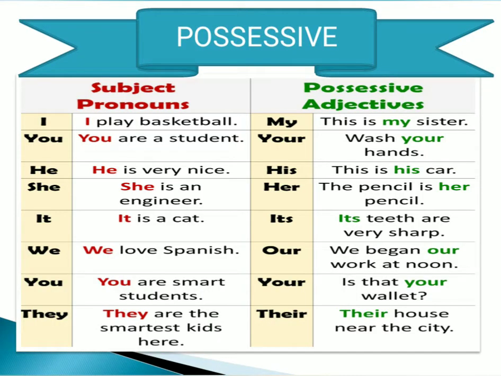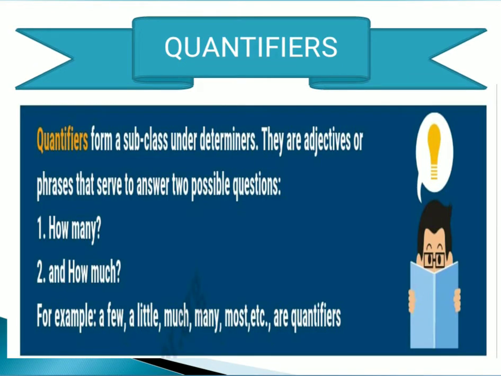Next is possessives. Students, I have shown you a table over here which very clearly reflects the difference between possessive adjectives and possessive pronouns. Pronouns, as I said in the beginning, are not determiners, whereas a possessive adjective is exactly the possessive determiner, like my, your, his, her, its, our, yours and theirs.